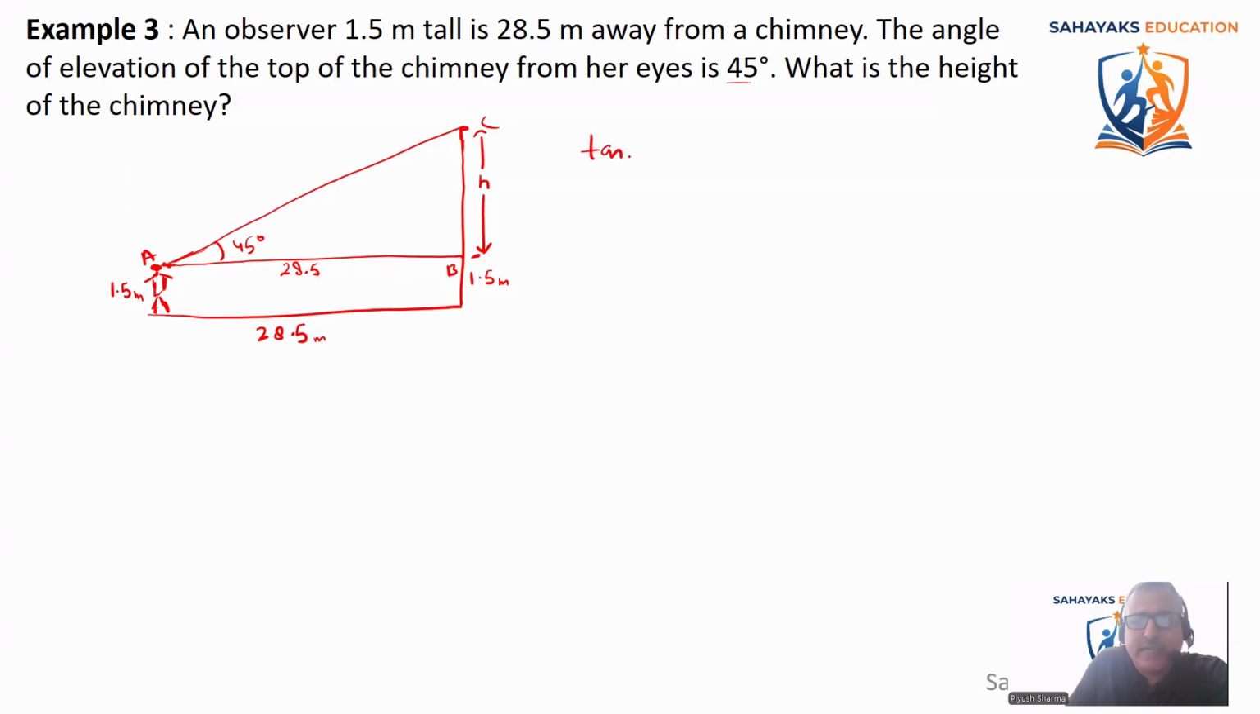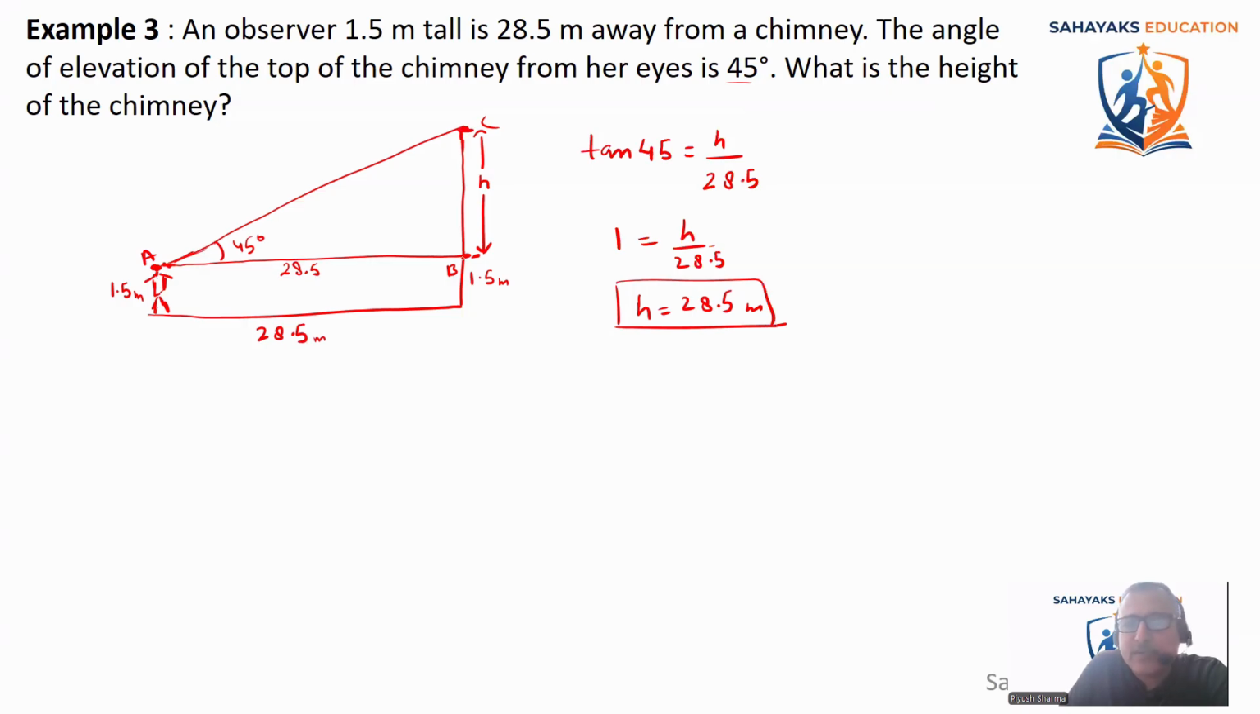So we'll say tan 45 is equal to H divided by 28.5. We know tan theta is equal to perpendicular by base, so we have taken H divided by 28.5. So tan 45, the value is 1, is equal to H divided by 28.5. So H comes out to be 28.5 meters. H is the distance from B to C.